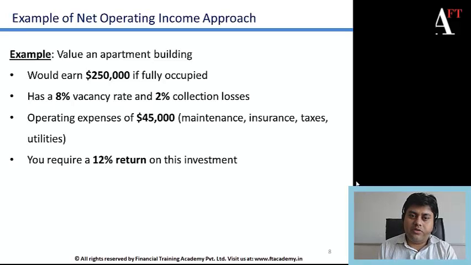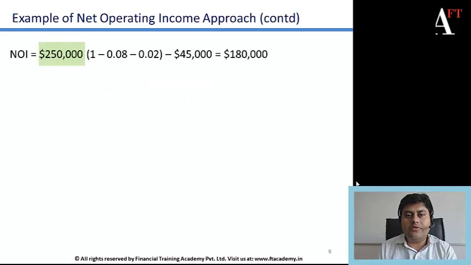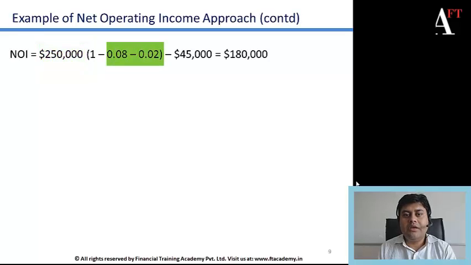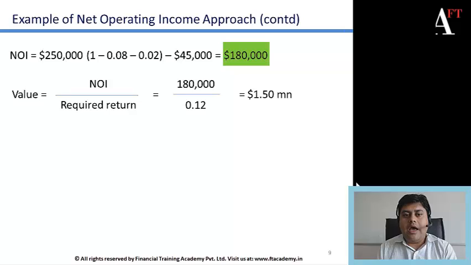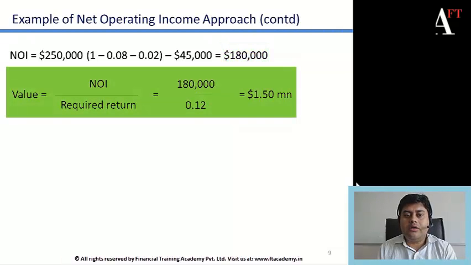The first step here is, obviously we have the gross annual operating income of $250,000, which we will adjust for the vacancy rate and the collection losses, that is 8% and 2% respectively. And thereafter we'll reduce the operating expenses, that is $45,000, to get the net operating income of $180,000. And we will divide this net operating income by a required return of 12% or the capitalization rate of 12% to get the property value of $1.5 million.